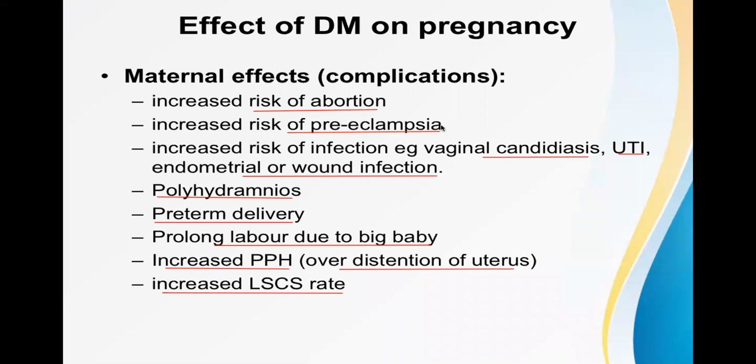The risk of abortion and preeclampsia is definitely increased as a result of diabetes, more so in case of chronic diabetes. Increased risk of infection, no need of an explanation here. Polyhydramnios is excessive collection of the amniotic fluid. Amniotic fluid index is calculated by ultrasound, and that is usually more than 25. Preterm delivery, there is a chance.